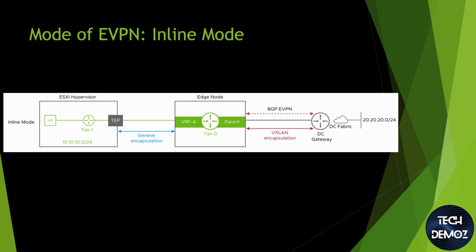In this mode, edge nodes are in the data path between internal workloads and the external network. MP-BGP sessions with the L2VPN address family are configured between the Tier 0 gateway and the external router. This one, we'll give you the demo on.